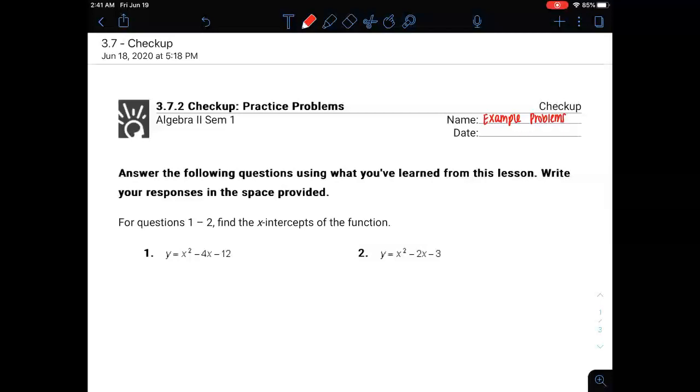First off, find the x-intercepts of the function. So again, this is saying we're solving for x. The first thing we have to do is put this in standard form.